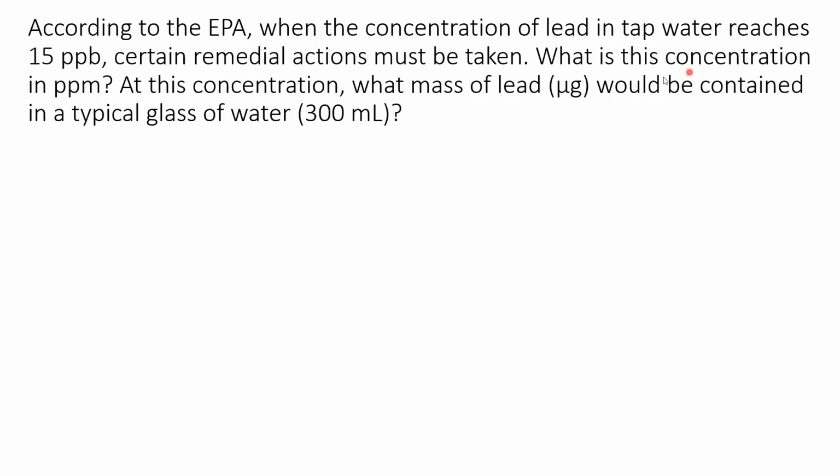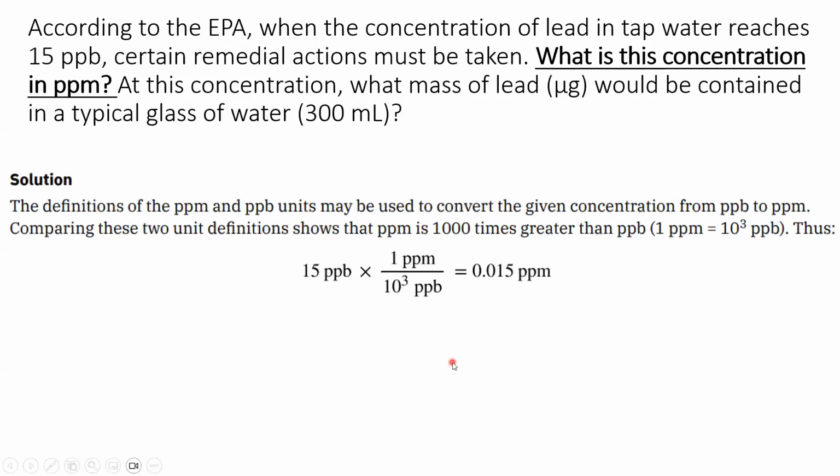We want to think about what is the concentration in parts per million, so converting parts per billion to parts per million, and then also at this concentration, what mass of lead would be contained in a typical glass of water, so 300 milliliters total. How much lead would be in that sample? And then with this unit here, this is just going to be microgram. So 1 microgram is 1 millionth of a gram.